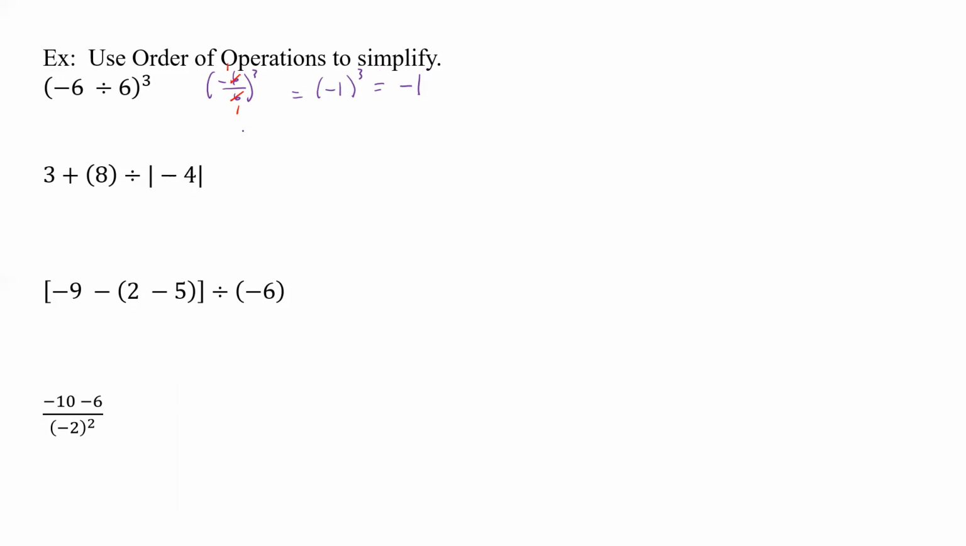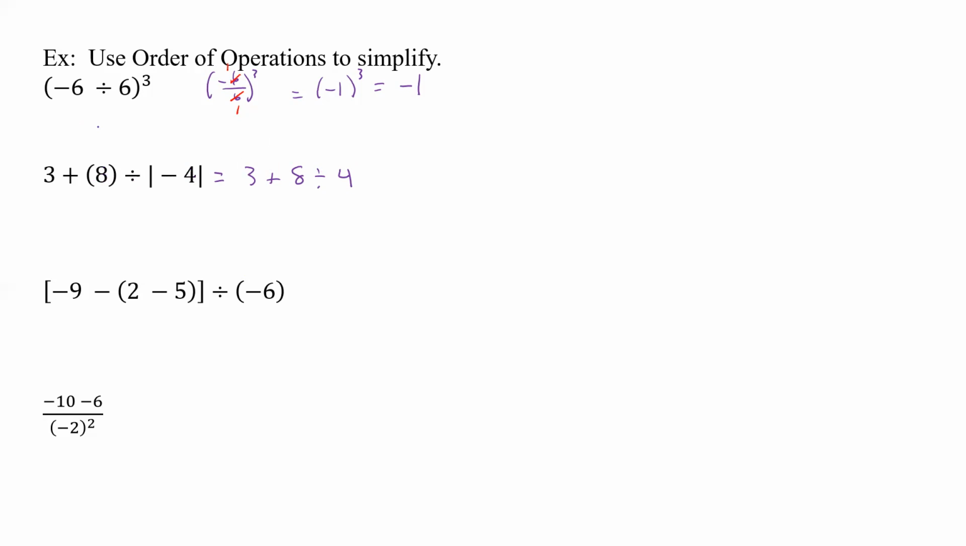Okay. Now, what about the next one here? Here we have a grouping symbol, but it really doesn't do anything inside of it. Here we've got a grouping symbol, the absolute value, but it does do something. So what we're going to do is just rewrite it as we go across. So we're going to take 3 plus 8 divided by the absolute value of a negative 4, which is going to become a positive 4. Okay, so that was the thing we did first.